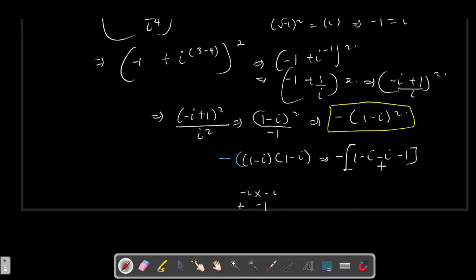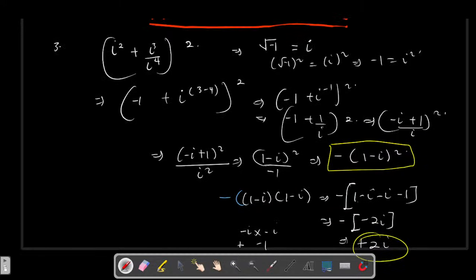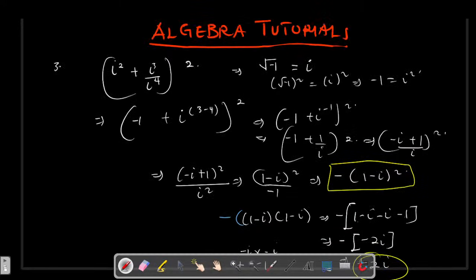Okay. So what do I get? My negative is still outside. I'll have 1 minus 1 to be 0, and this gives me negative 2i. I multiply and I simply get positive 2i. As simple as that. So this is the finalized answer for the expression above. Please, you can reverse the video and go through again and see how we solve this as simple as possible.